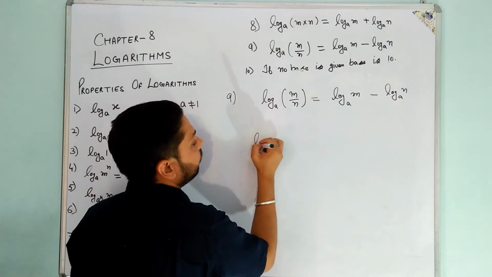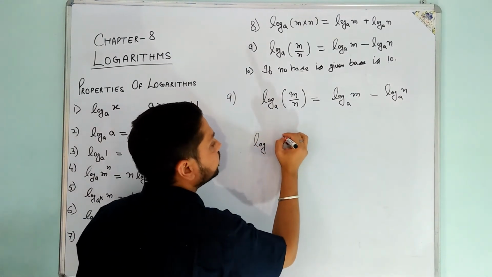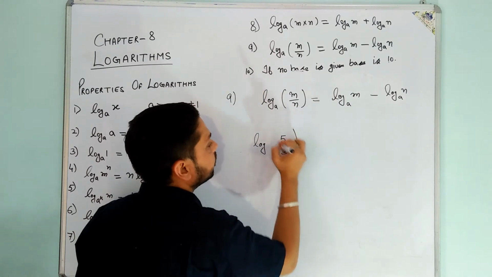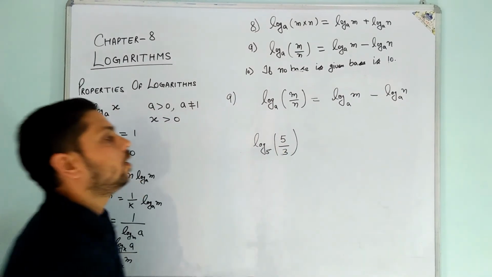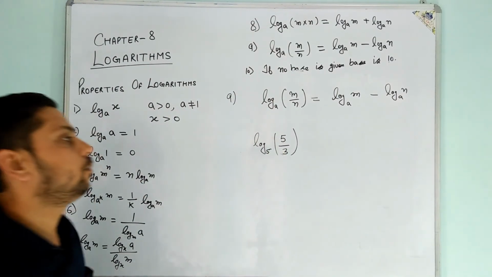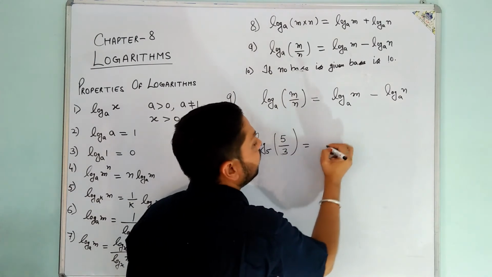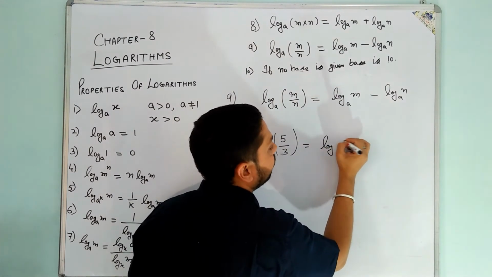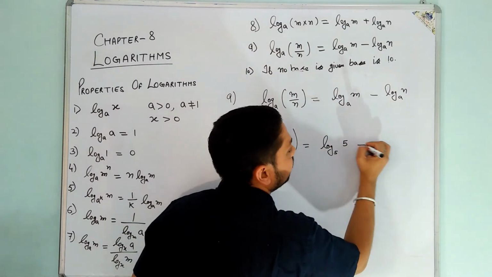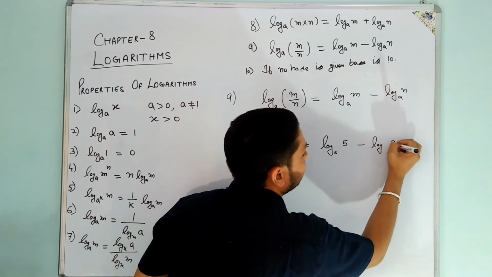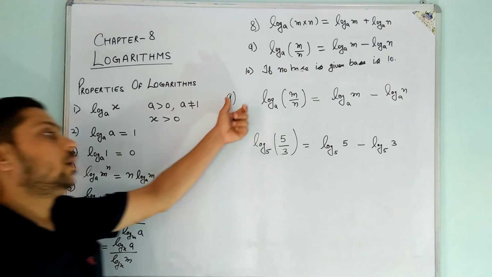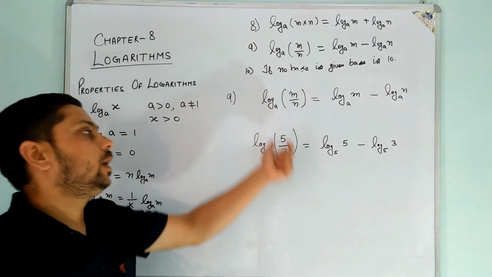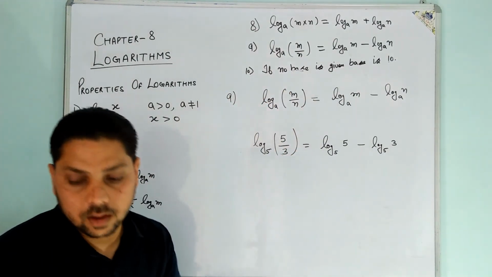Now, for example, we have log of 5 over 3 with base 5. It can be written as log of 5 with base 5 minus log of 3 with base 5. Okay, complex calculation can be reduced using these formulas.